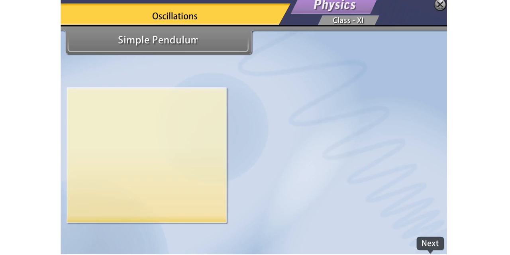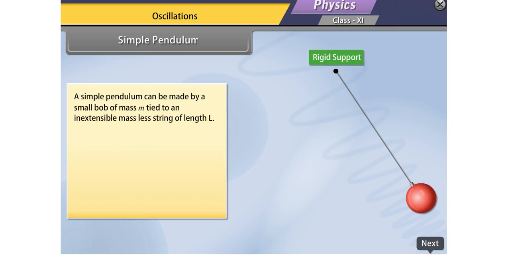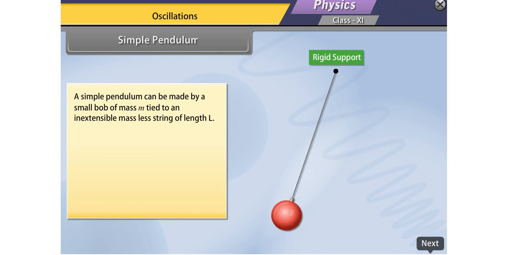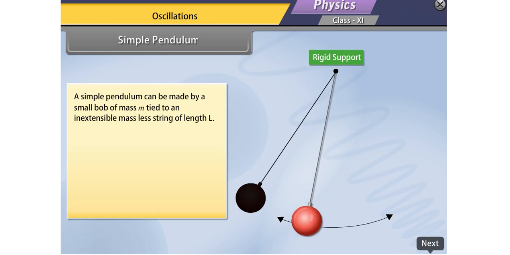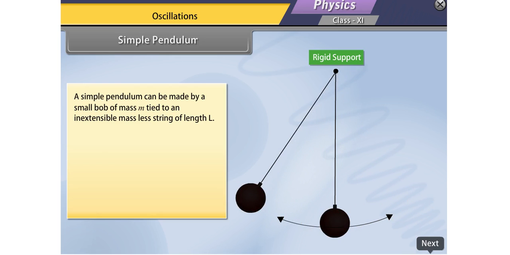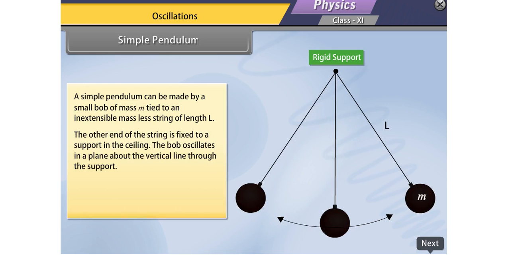Simple pendulum. A simple pendulum can be made by a small bob of mass m tied to an inextensible massless string of length L. The other end of the string is fixed to a support in the ceiling. The bob oscillates in a plane about the vertical line through the support. This periodic motion is simple harmonic for small displacements from the mean position.